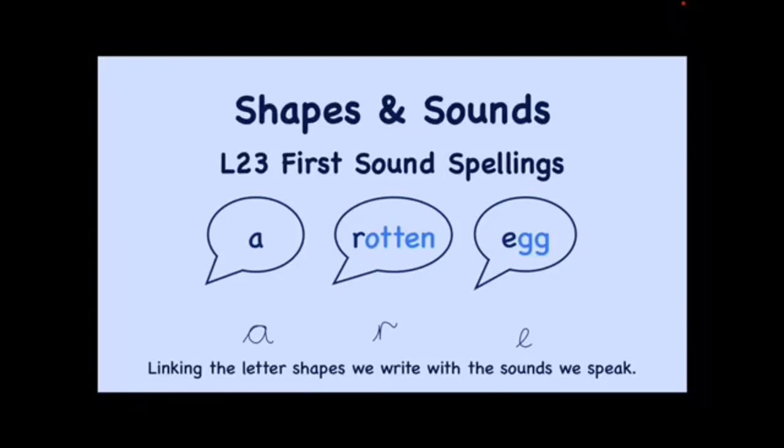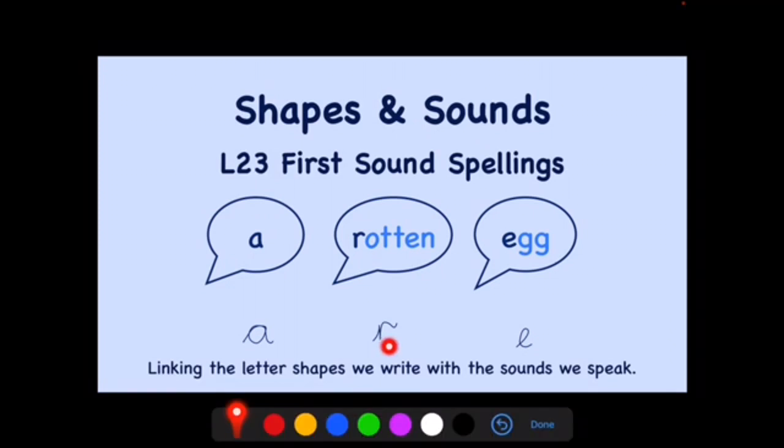Hello again. In lesson 23 we introduced the letter R, and you can see it here and here. But we need a strategy because the letters used for the word R look as if we're going to say a completely different sound. So we have a first sound spelling, and that lets us know exactly what to write.